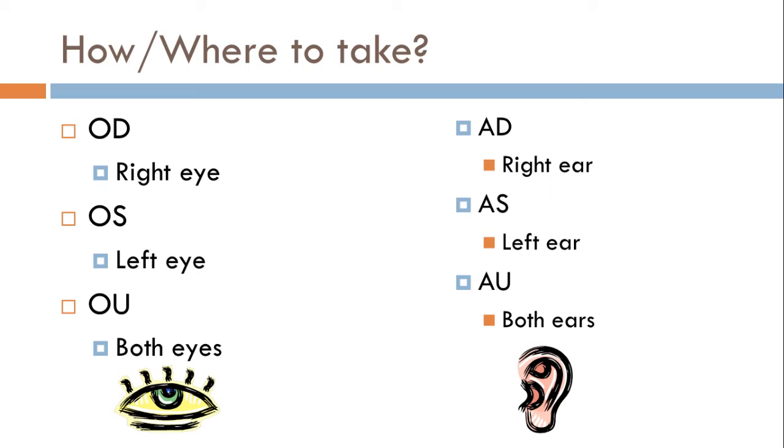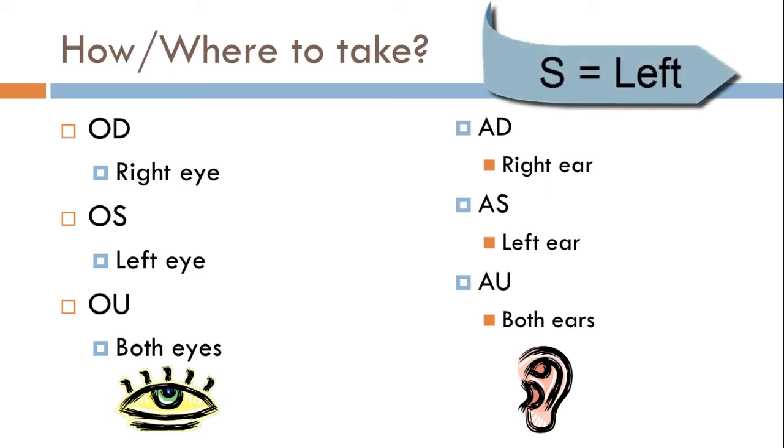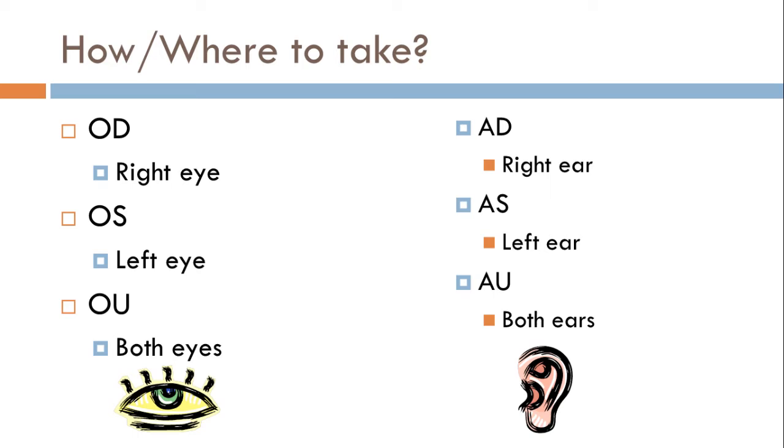OS meaning left eye. So S in a SIG code here meaning to the left and O meaning ophthalmic. So left eye. And then the last one there, OU, meaning both eyes. Okay? No Oklahoma fans here. No Boomer Sooner. OU does not mean University of Oklahoma. It means both eyes. There on the right side, AD means the right ear.